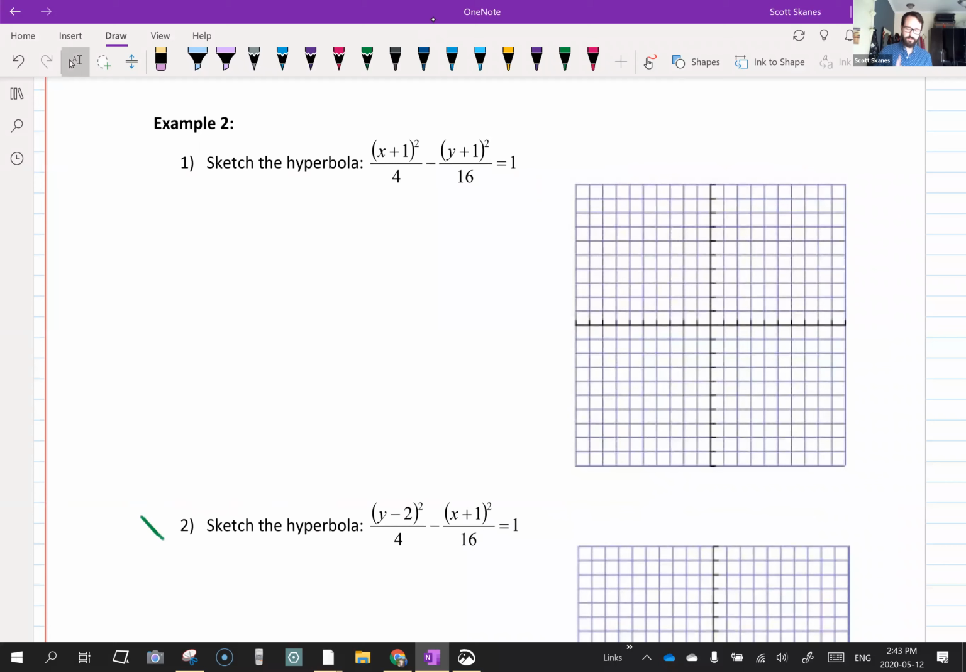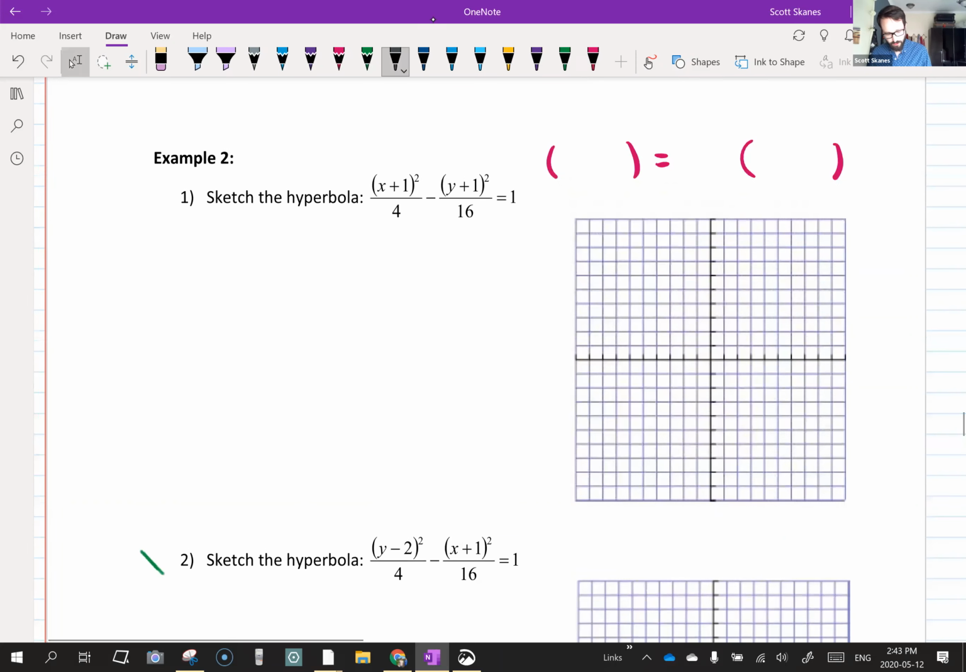So let's get started. First things first, I suggest that you do the asymptote first. So what are the asymptotes? Can someone tell me what it's going to be? I know what my equation is. It's always this: plus or minus b over a or a over b. So I need to fill in the blanks. What's y minus k? Someone tell me. So I'm seeing 16 over 4. Be careful, you've got to get the square root of those.